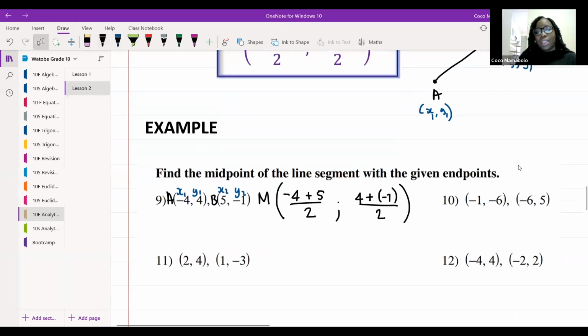Let's do some basic maths. This is going to give me the midpoint. -4 plus 5 is how much, guys? Good, it's 1. So I'm going to get 1 over 2, comma. Over here, I've got 4 plus -1. This is 4 minus 1. How much is 4 minus 1, guys? 4 minus 1 is 3 over 2. Close brackets.